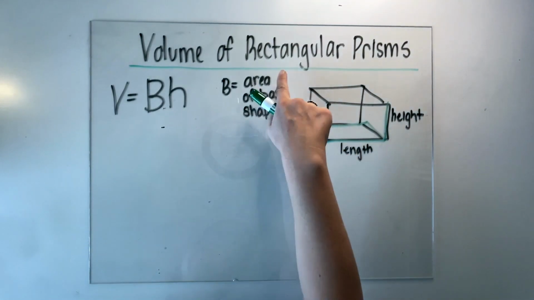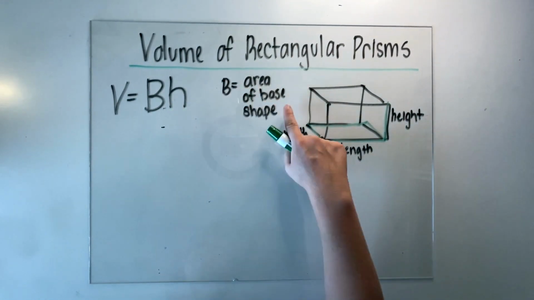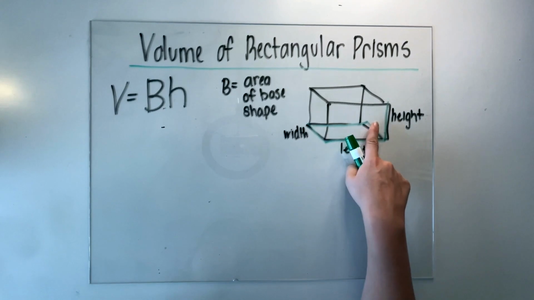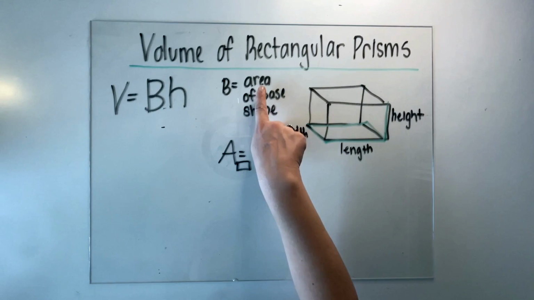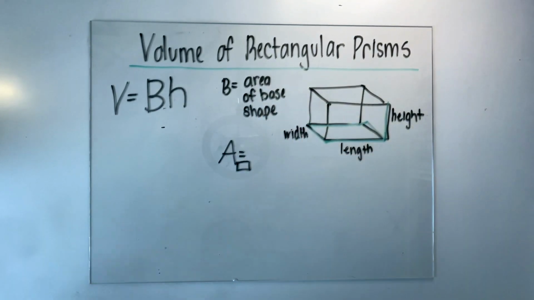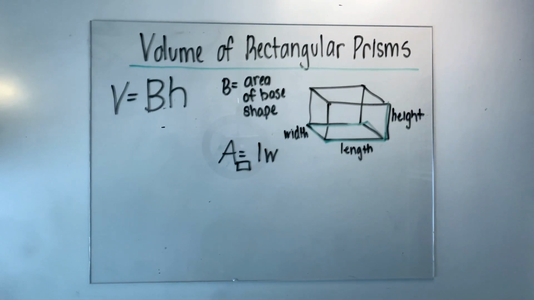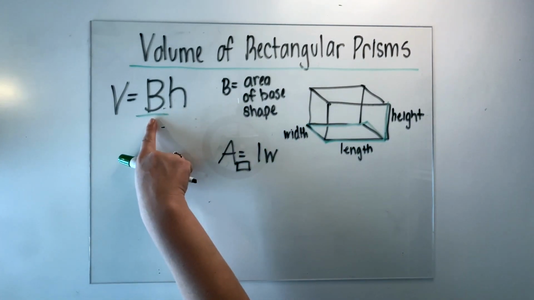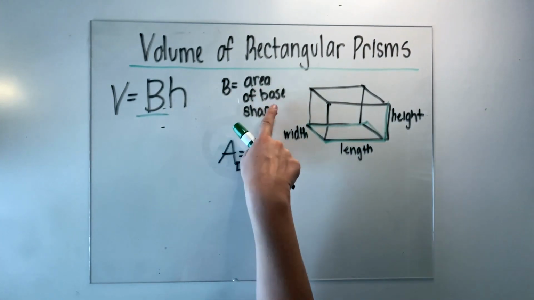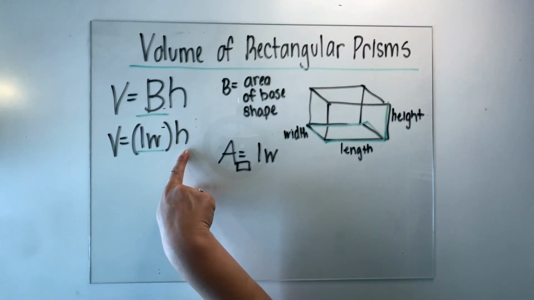In this example, for a rectangular prism, we are going to replace big B with the area formula for the base shape of a rectangle. Don't let the big B confuse you. What is the area formula for a rectangle? Length times width. All that means is instead of saying big B, we can now replace big B with the formula for area of our base shape, length times width. This is where the common phrase length times width times height comes from.